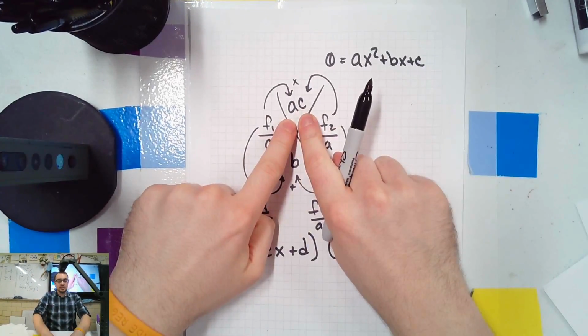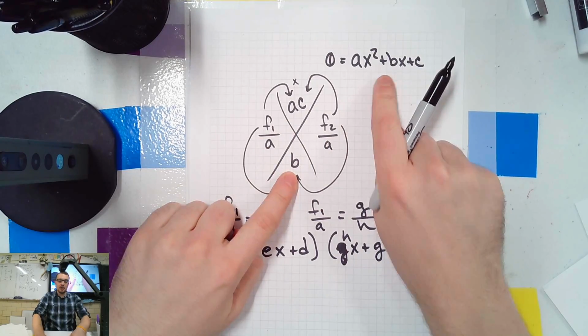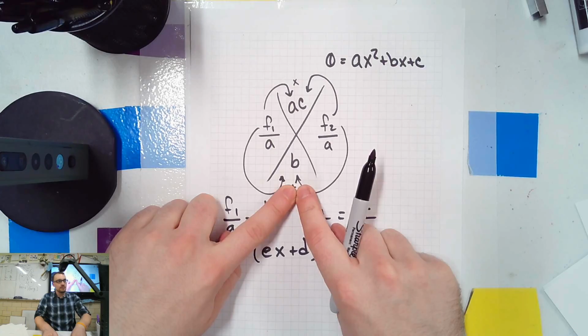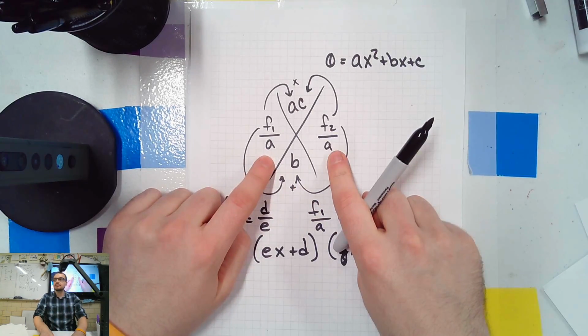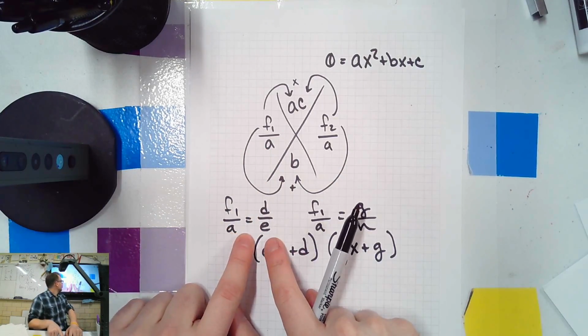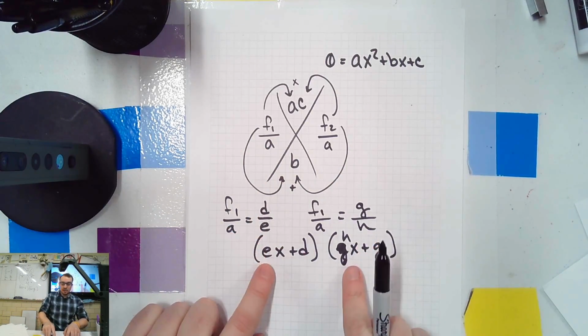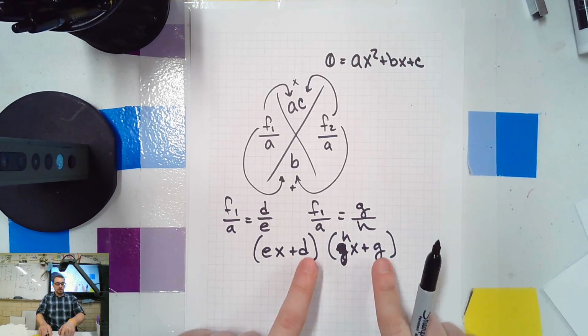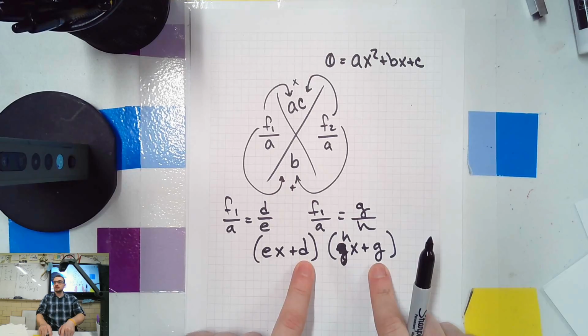AC goes in the top, B goes in the bottom. We want the numbers that multiply to A times C and add to B. Then we divide those by A. After we simplify, the denominators are the coefficients of X, and the numerators will be the additional numbers, your constants.